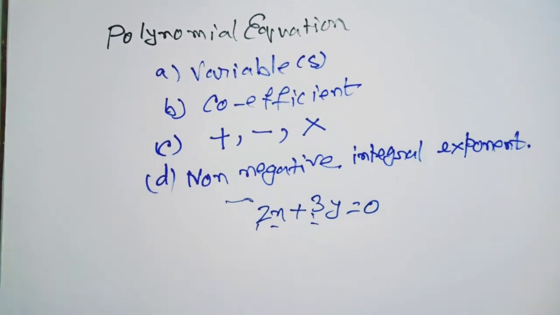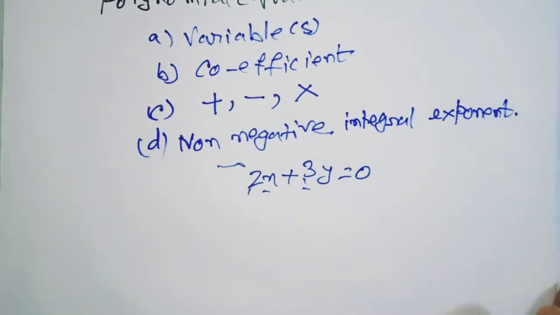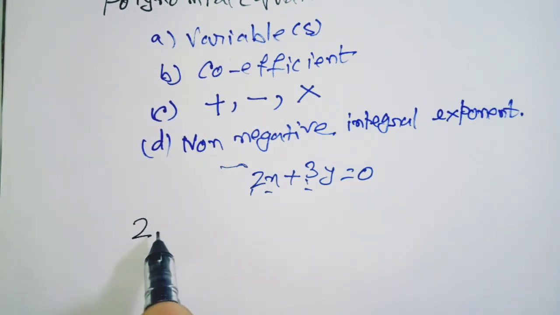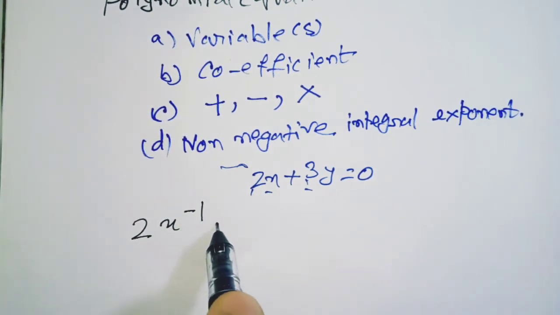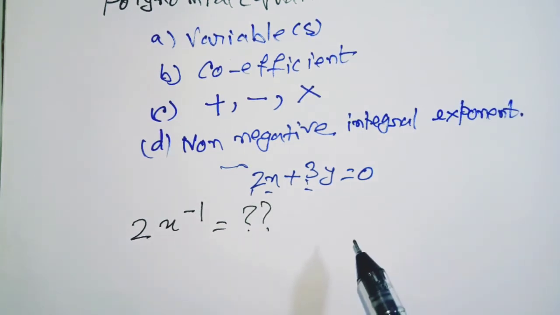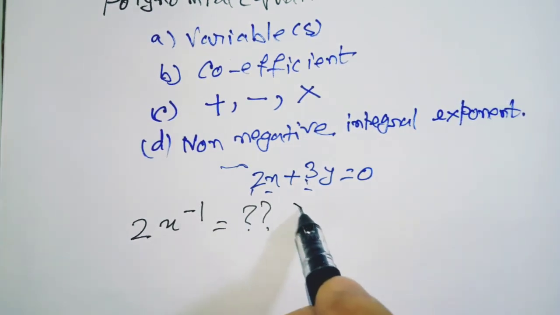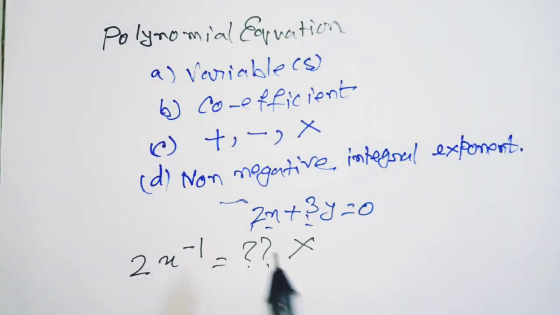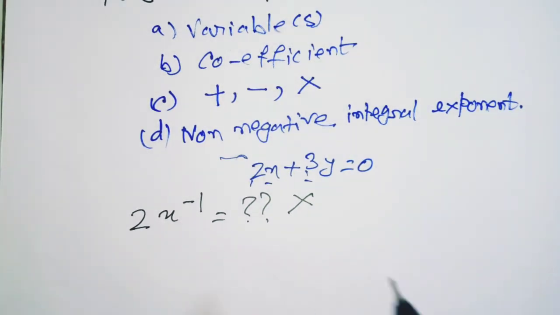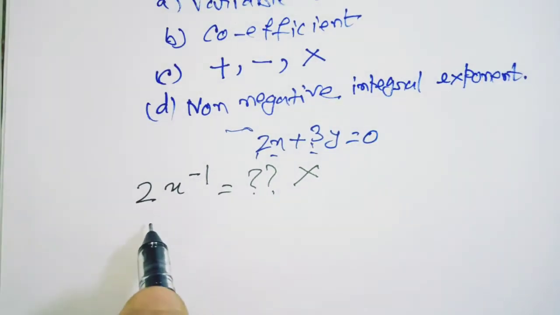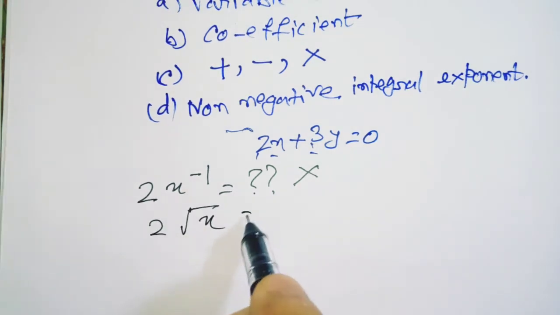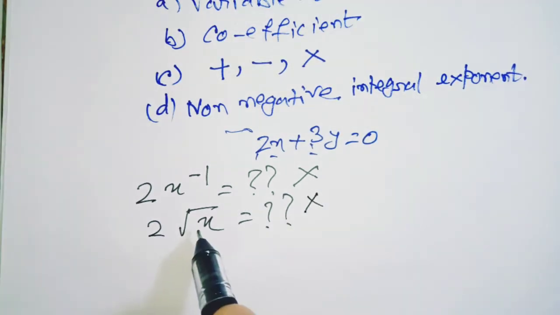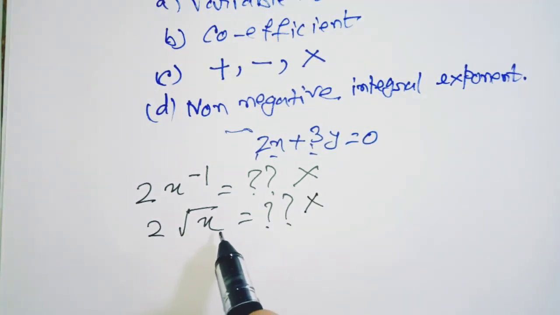Now, for example, using this equation, 2x plus 3y equals 0, if I write 2x to the power of negative 1, is this going to be a polynomial? No, it's a cross. Why? Because it has to have a non-negative integral exponent. This is a negative integral exponent. Let me give you another example. If I write 2 root x, is this considered to be a polynomial? No, this is not considered to be a polynomial because roots have to be avoided, right?